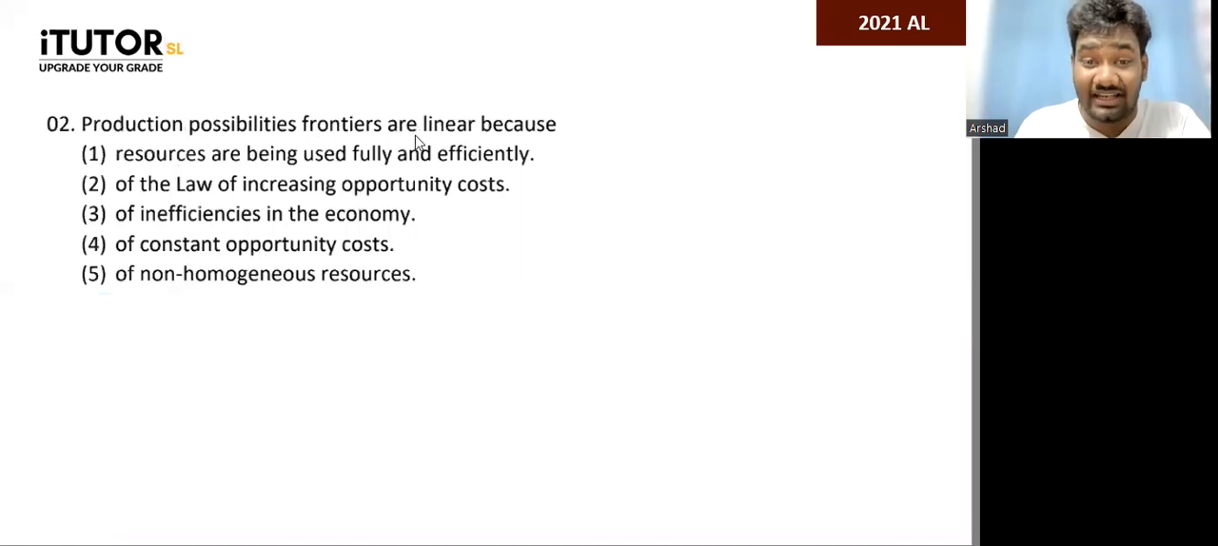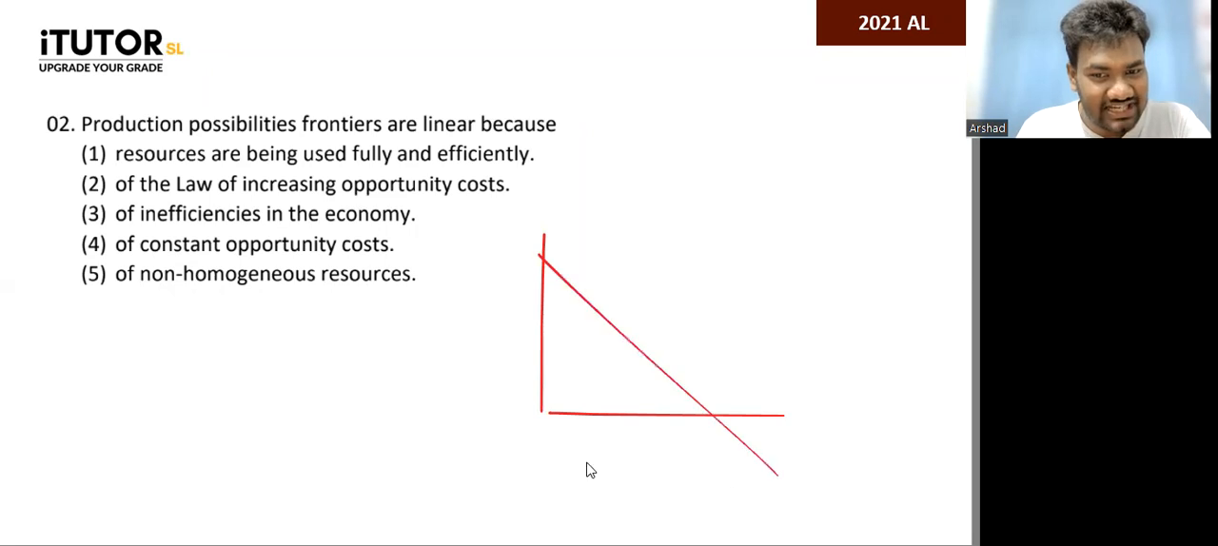Production possibility frontiers are linear because, we discussed. What is the first thing that has to come to your mind, guys? When PPCs are linear, what's the first thing that has to come to your mind? We're talking about what opportunity cost? A linear PPC, we're talking about constant opportunity cost, right? When you think about constant opportunity cost, what else should come to your mind? What can you tell about the resources? Resources are what?